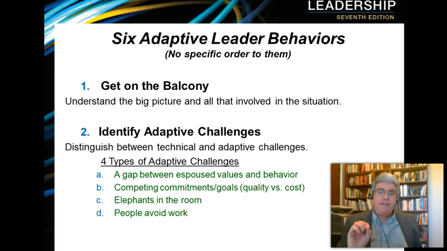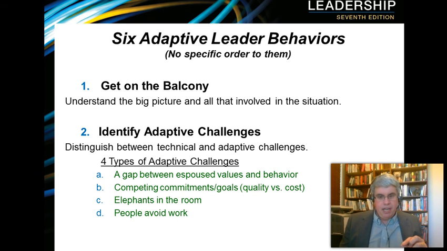Secondly, is to identify more specifically what type of adaptive challenges are in place. And this model presents not only a distinction between technical and adaptive challenges, but once you have an adaptive challenge, there's 4 common types of adaptive challenges that a leader needs to be on the lookout for. One is a gap between values and behaviors. When an organization says, "Oh yeah, this is what we value," but you look at the behaviors of the people in the organization, they don't match up. That's an adaptive challenge that a leader needs to address.